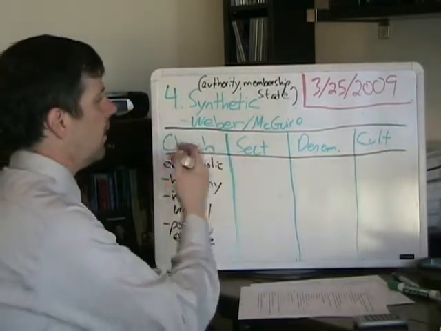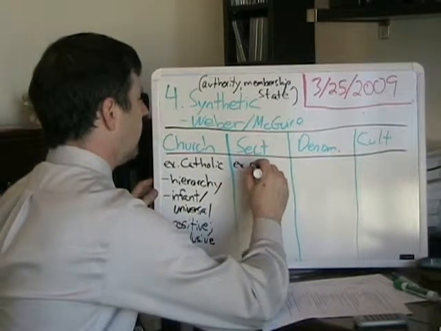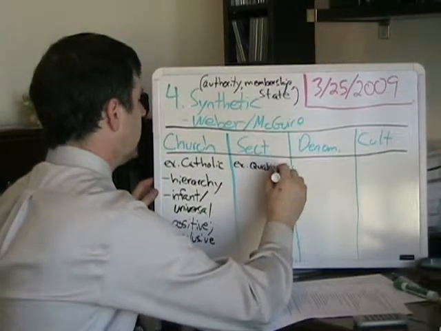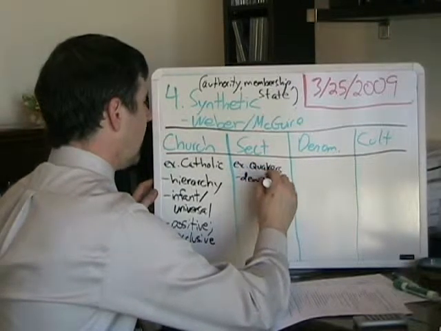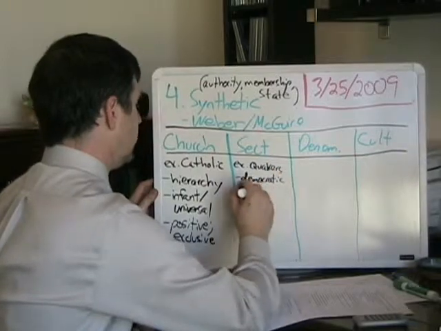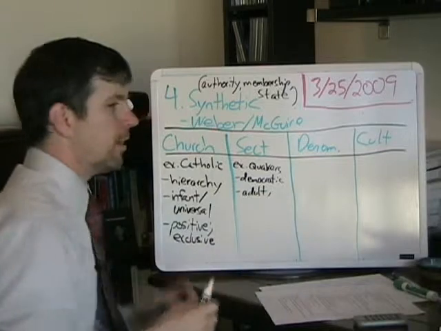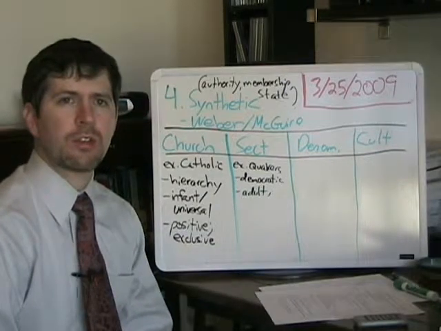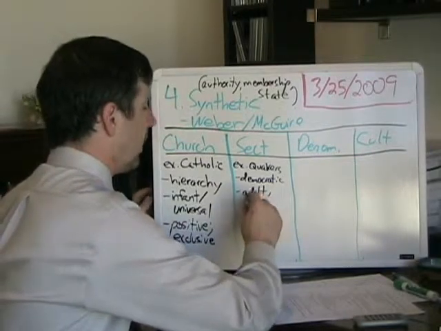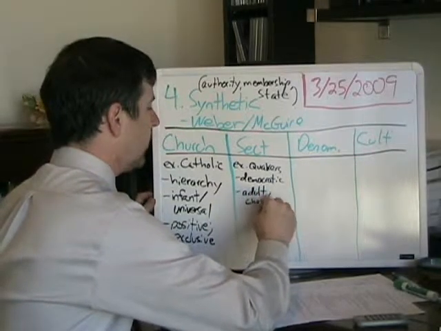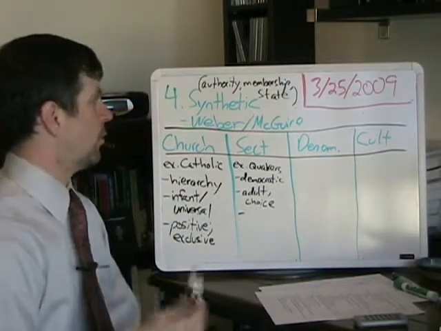Now sects, as Weber and McGuire teach us, let's take Quakers that I mentioned before. Well, what's their authority system? They're mostly democratic, radically egalitarian in how they do their religious life. They tend to have adult members, and there's a sense that in joining this church not just anybody can join, but that you join as an adult having made a choice. And so there's a sense that people in the group are somewhat of an elect group of people.